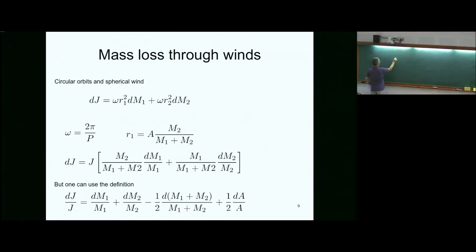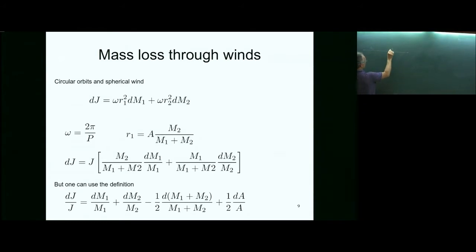We have two stars, A1, A2, M1, M2, and they have some angular velocity omega. They are rotating around one another, and the amount of angular momentum that leaves the system is omega A1 squared dm1 plus omega A2 squared dm2.